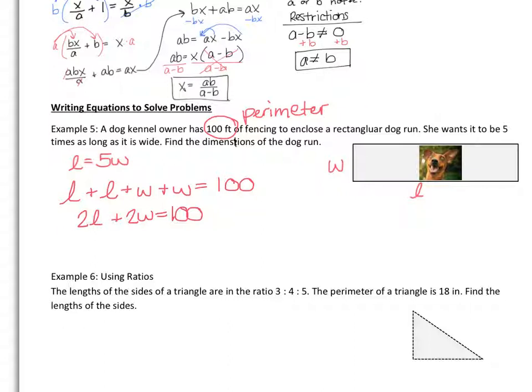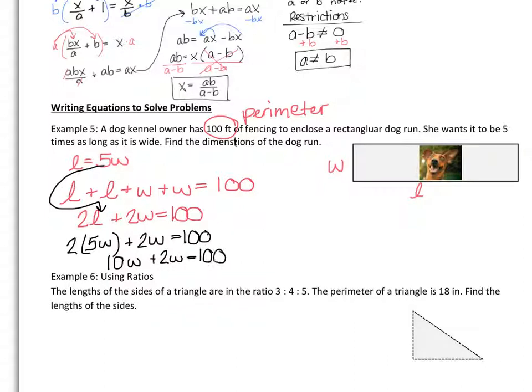Right now we have 2 variables, but we can use our 5W up there and replace this L. So 2 times 5W is 10W. 10W plus 2W equals 100, so 12W equals 100. So W equals 100 divided by 12, which is 8.3, or if you want to do it as a fraction, 100 divided by 12 reduces to 25 over 3.